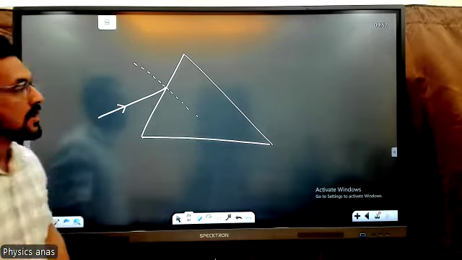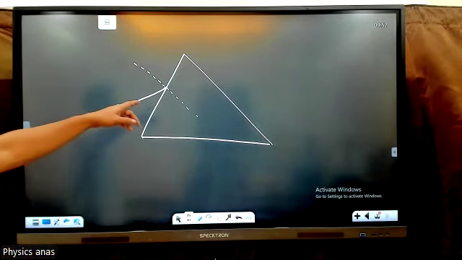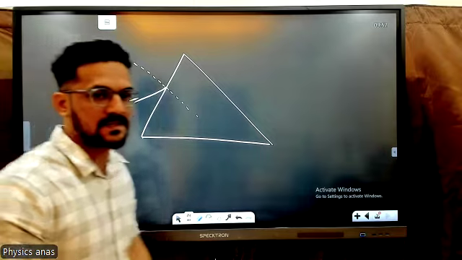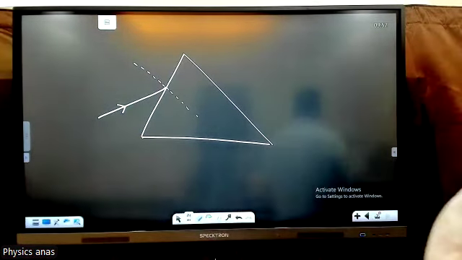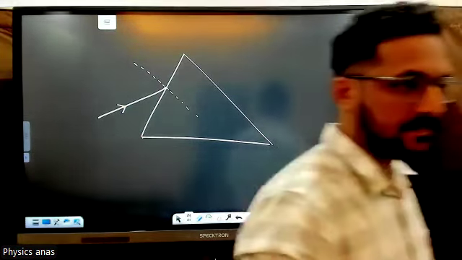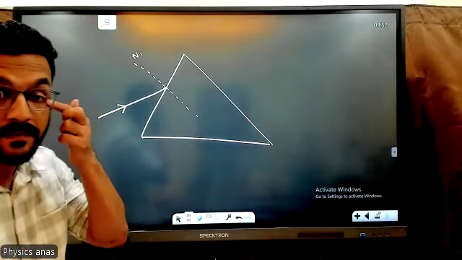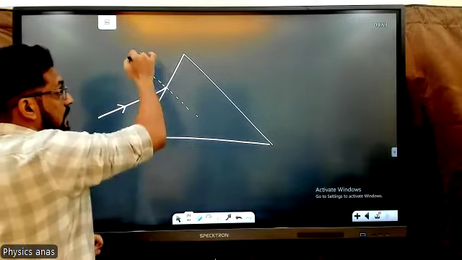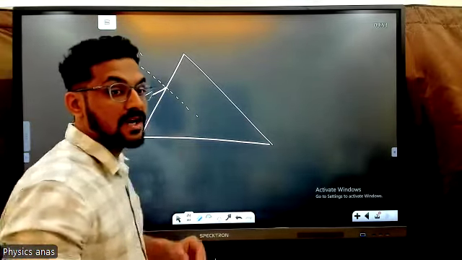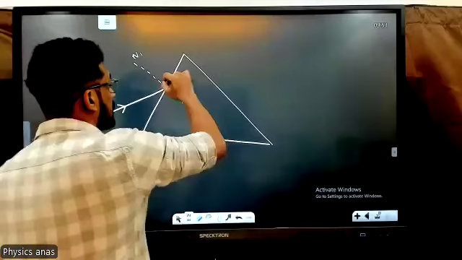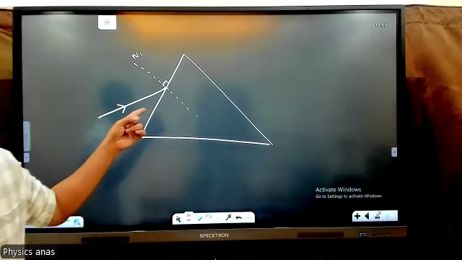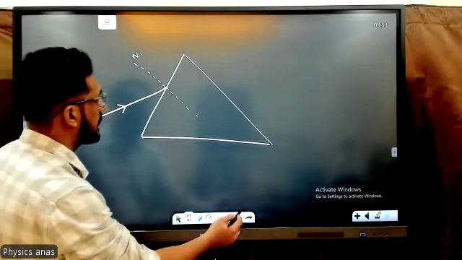This is the normal. Normal makes a 90-degree angle with the surface. So this is normal N1. I am calling it N1. This is the normal and it makes a 90-degree angle with the surface. There will be a 90-degree angle like this. Right? Okay, that's the normal.